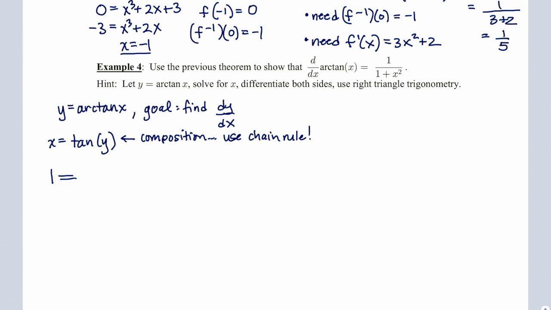So the derivative for tangent is secant squared. And I would leave the inside just the same as it was. So let's say secant of y squared times the derivative of the inside. And I don't have the derivative of the inside, but I can write it in symbols as dy dx. Right, that's a way to write the derivative of y with respect to x. So I just said I'm going to do the derivative of the outside, which was tangent, and leave the inside the same, and multiply by the derivative of the inside.